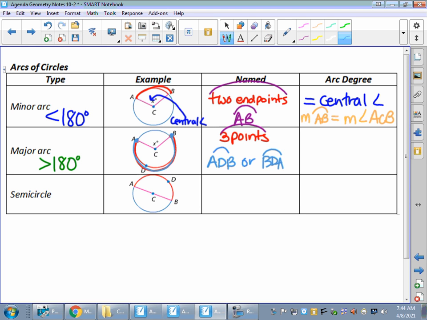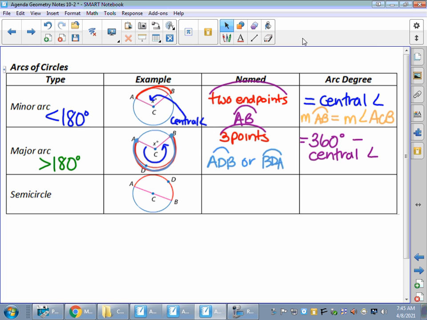So that would be my major arc. It's greater than 180 degrees, right? So I see I've got that little X degree in here. This X degree is not the central angle. This whole thing would be the measure of that arc. So for my arc degree, I'm going to say it's equal to 360 minus the central angle. In this case, that central angle is X.